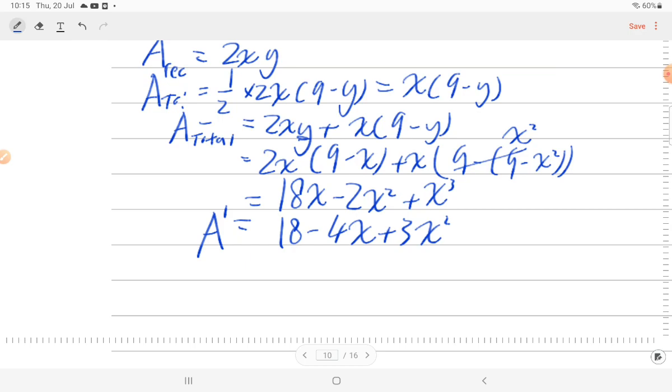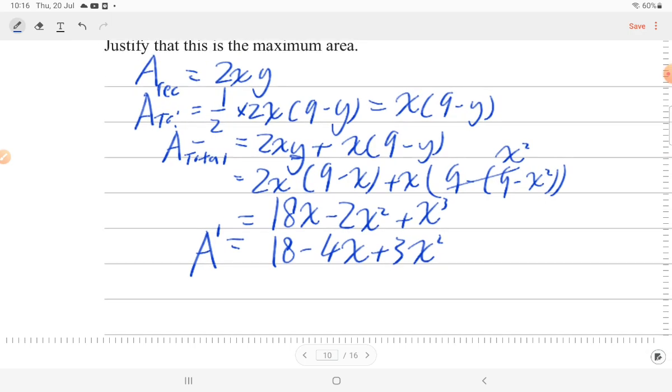Right. Right, half times 2x squared plus 2x. 9 take away x squared, so 2x. Right, sorry, I'll just check.